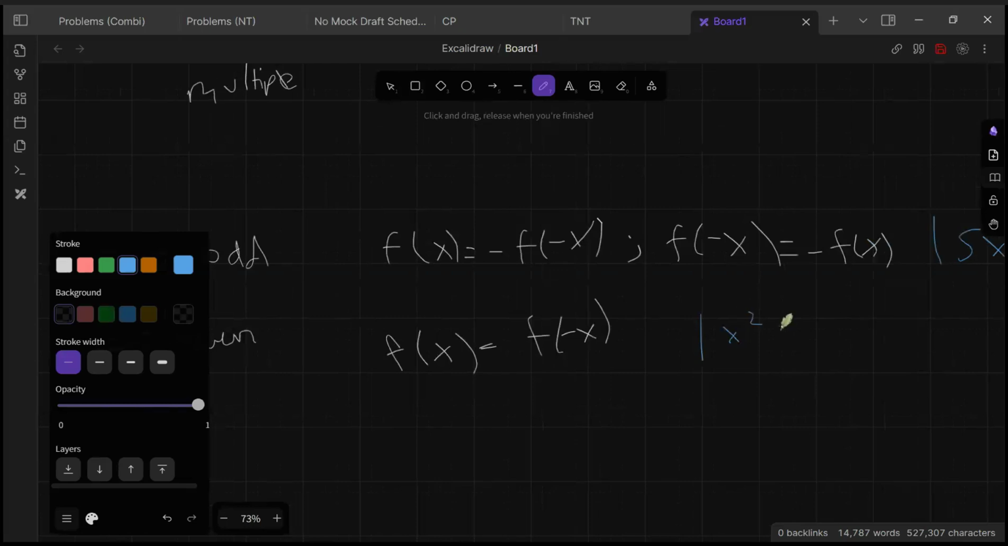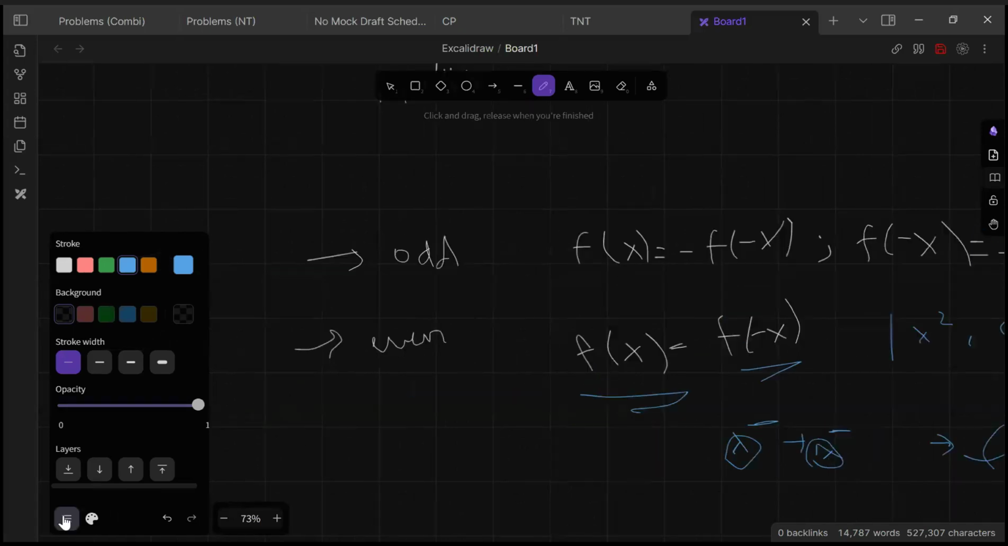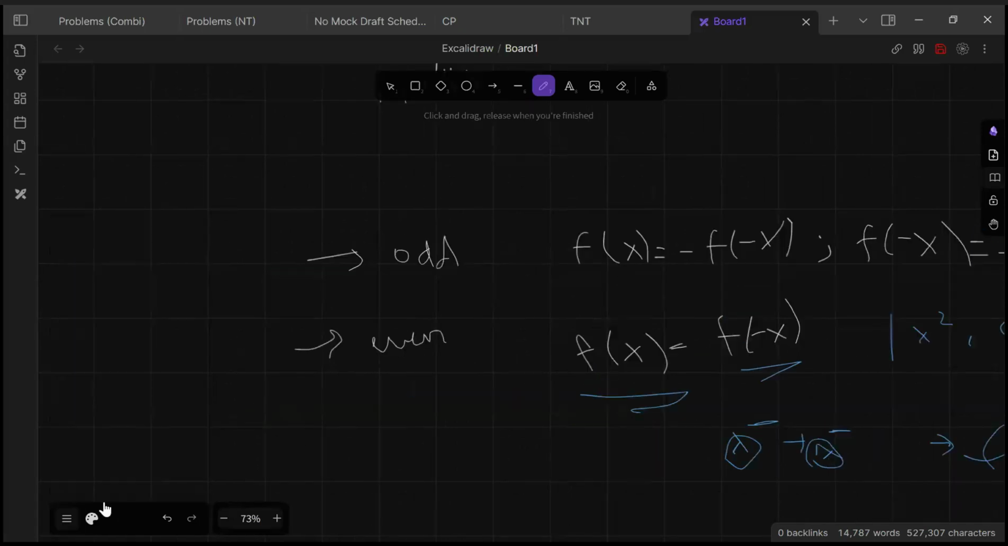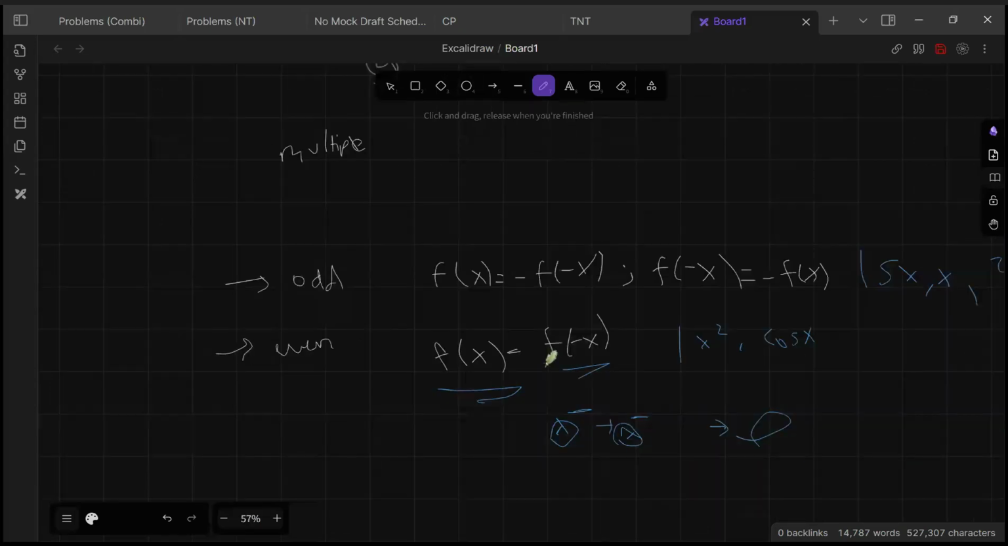I'll go with x squared. Any polynomial in x squared. What is meant by that is basically all the exponents are even. So x and minus x, no matter what we put in, it's going to give the same output. So f of x is equal to f of minus x, and the function will be even. So that's odd and even.